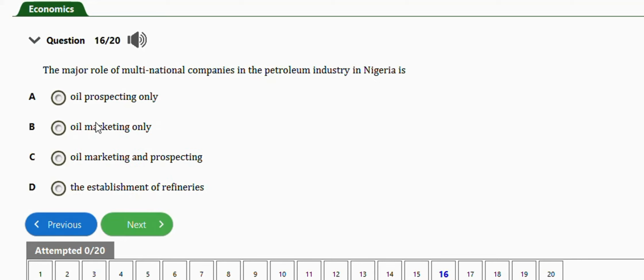Next question says the major role of multinational companies in the petroleum industry in Nigeria is oil prospecting only, oil marketing. I think I've already answered this question. Is option C the right answer here? Oil marketing and prospecting, very important.